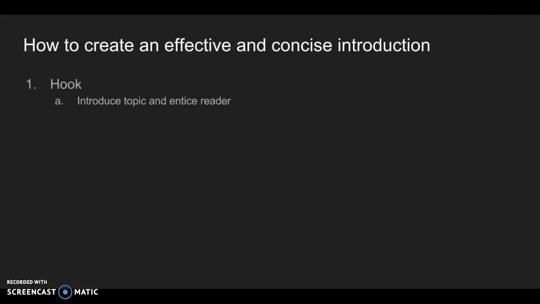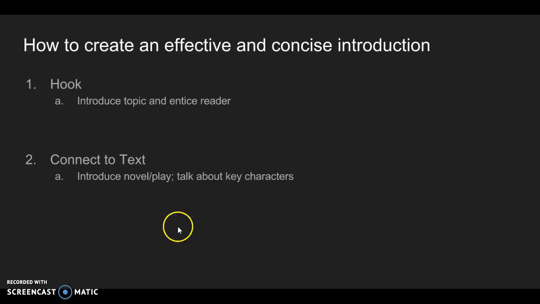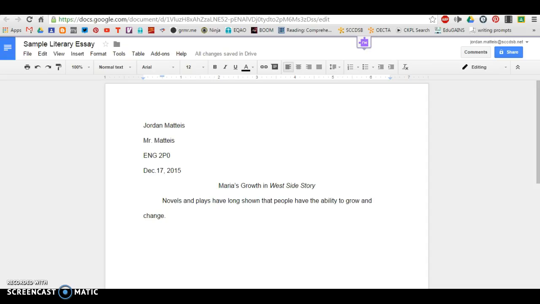Okay, so now that we've used a topic introduction to entice a reader, we're now going to move to connecting to the text in the introduction. So this is where you introduce the name of the novel or the play that you're talking about and maybe mention some of the key characters that are going to come up in your essay. So it's a way to move from just a general topic to specifically talking about the play or novel you're going to talk about. So in going back to my sample essay, I've got my intro. I introduced the topic. Now I want to connect it to the play, the novel.